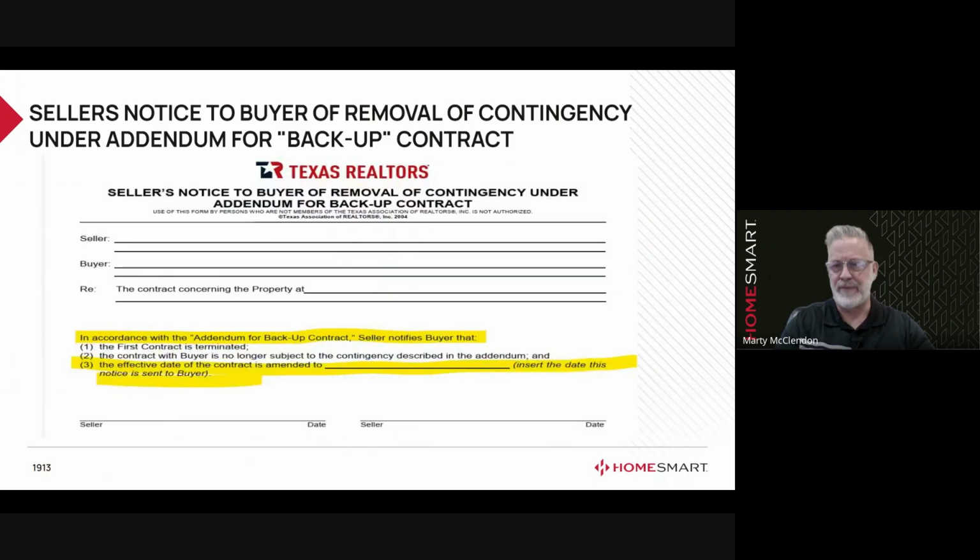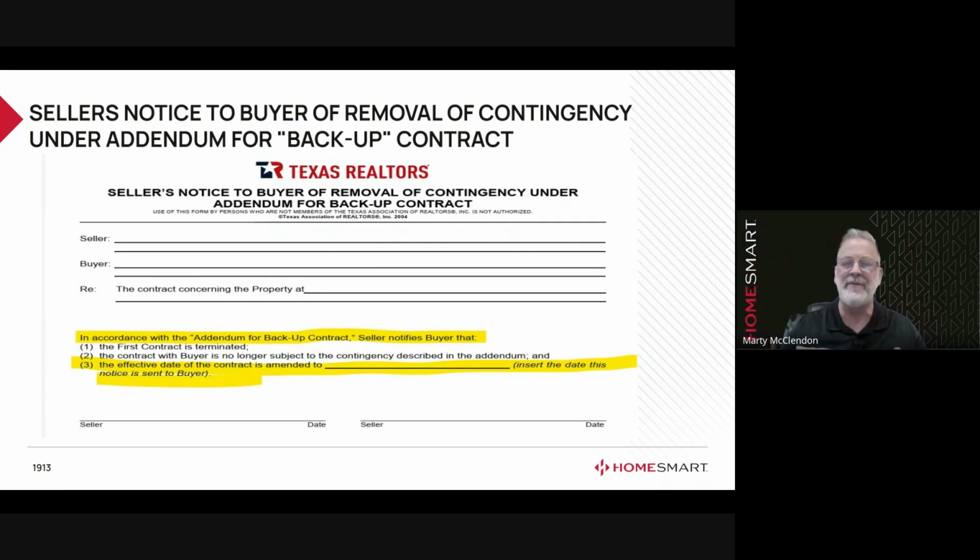There's a notice required because we had a contingency in the addendum that says that the seller has to give us notice, and we've given them a certain amount of time. So if you look at it, it says in accordance with the addendum for backup contract, seller notifies the buyer that the first contract is terminated. The contract with the buyer is no longer subject to the contingency described in the addendum. They're removing this backup contingency, and the effective date of this contract is now amended to.